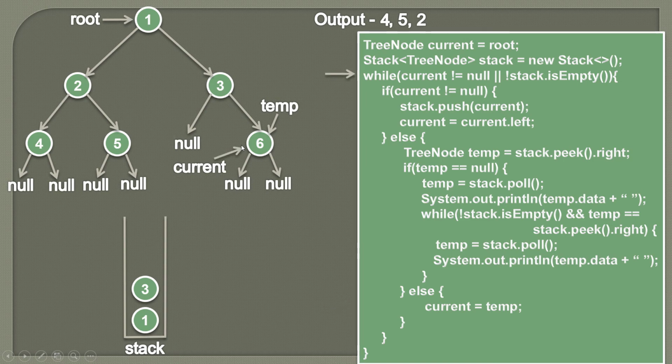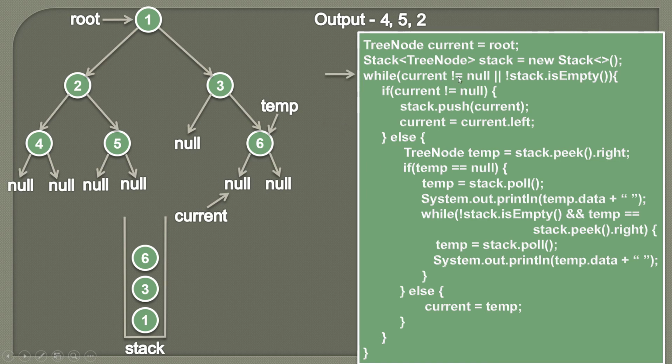Current is not equal to null. And in the if check also, current is not equal to null. And there can be a possibility that 6 can have left children. So we push 6 on the stack. And we go to its left by assigning current left to current. So current will point to null now, which is the left of 6.